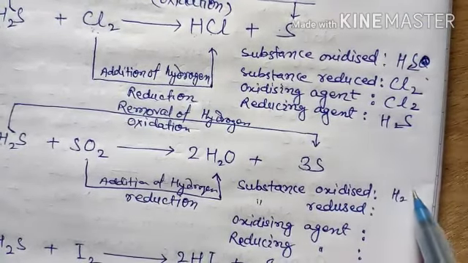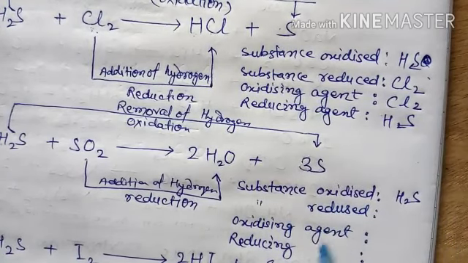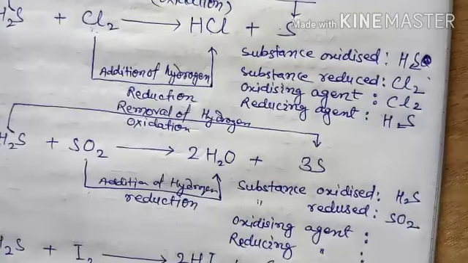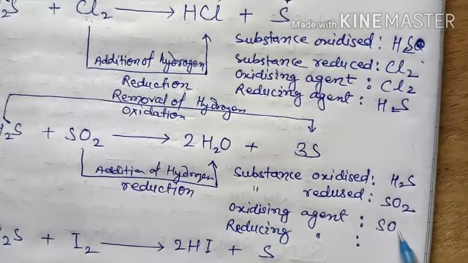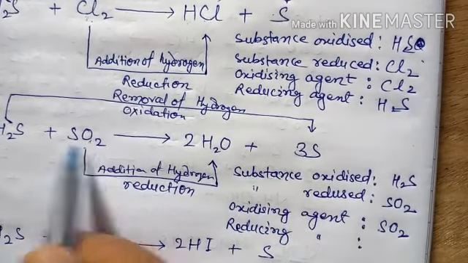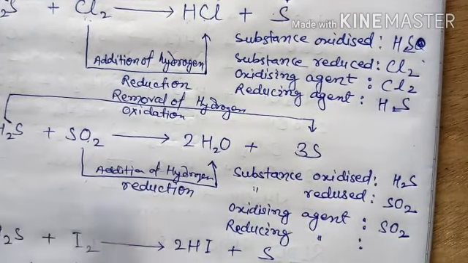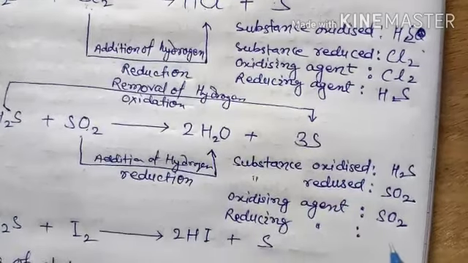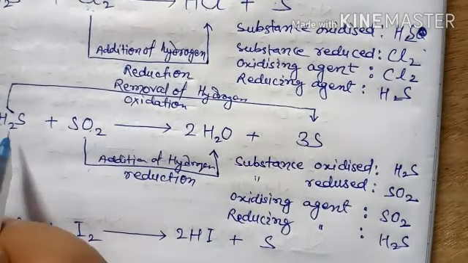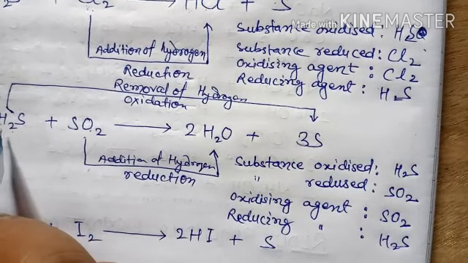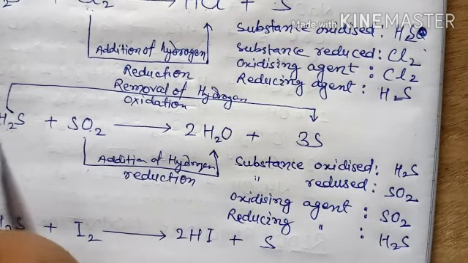In this reaction, the substance oxidized is hydrogen sulfide, and the substance reduced is sulfur dioxide. The oxidizing agent here is sulfur dioxide, because it is removing hydrogen from the compound, and the reducing agent here is hydrogen sulfide, because the substance which gives hydrogen from a compound is the reducing agent.